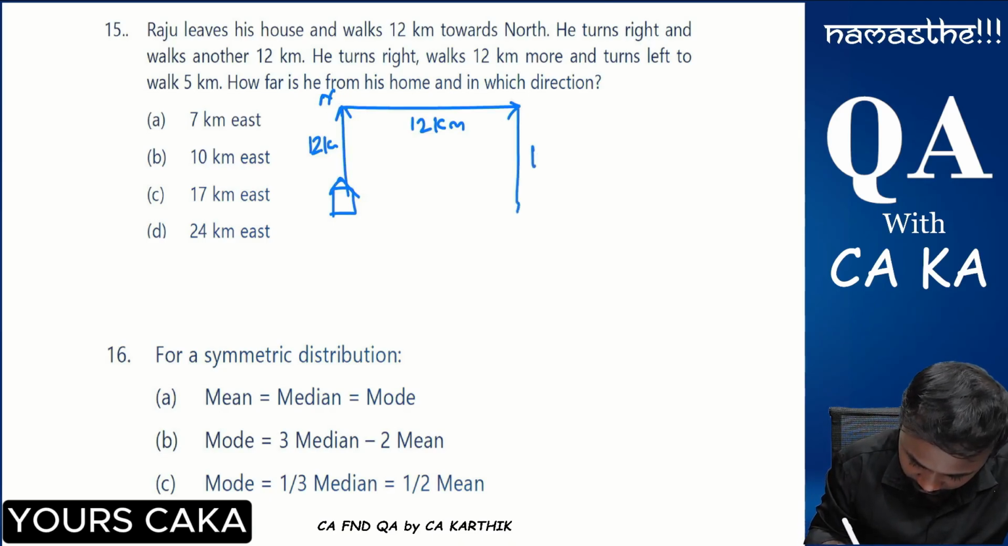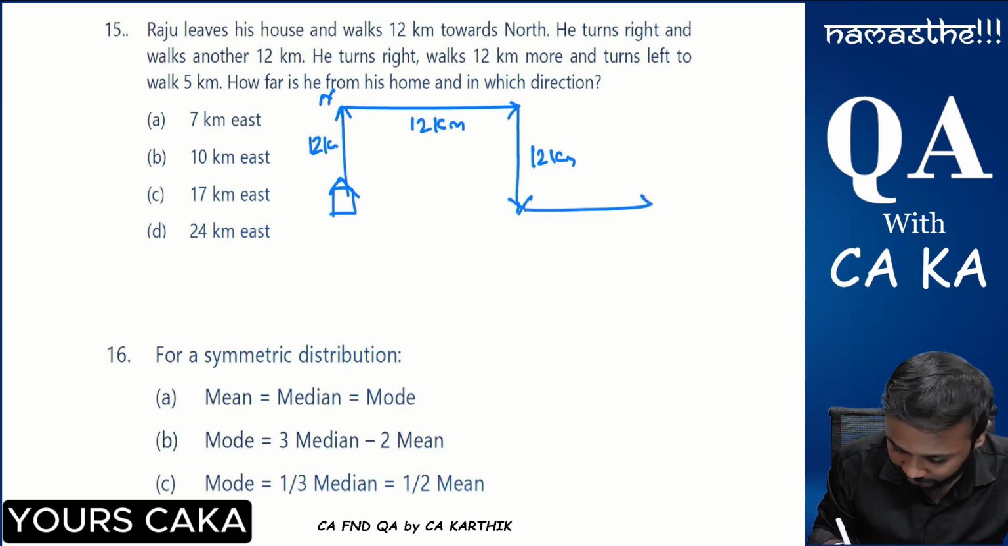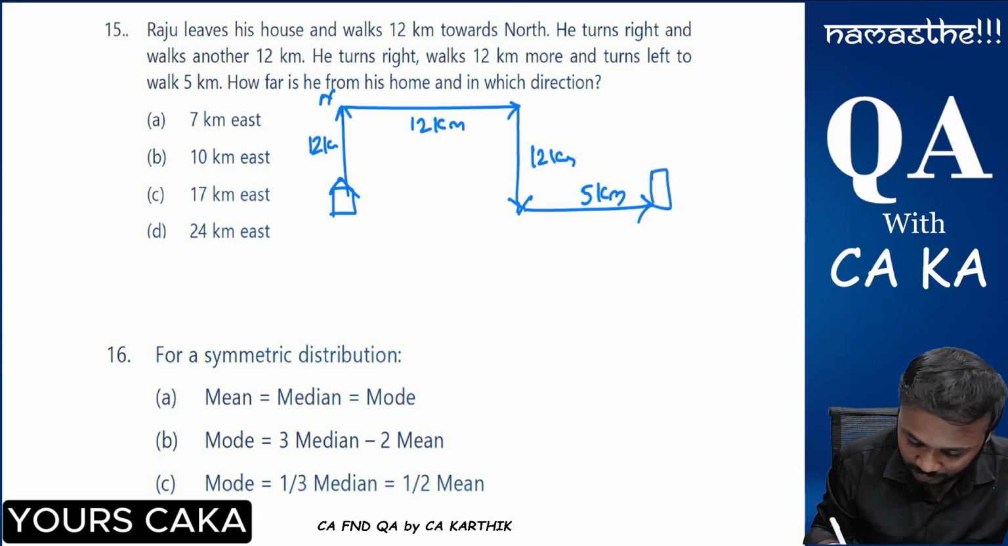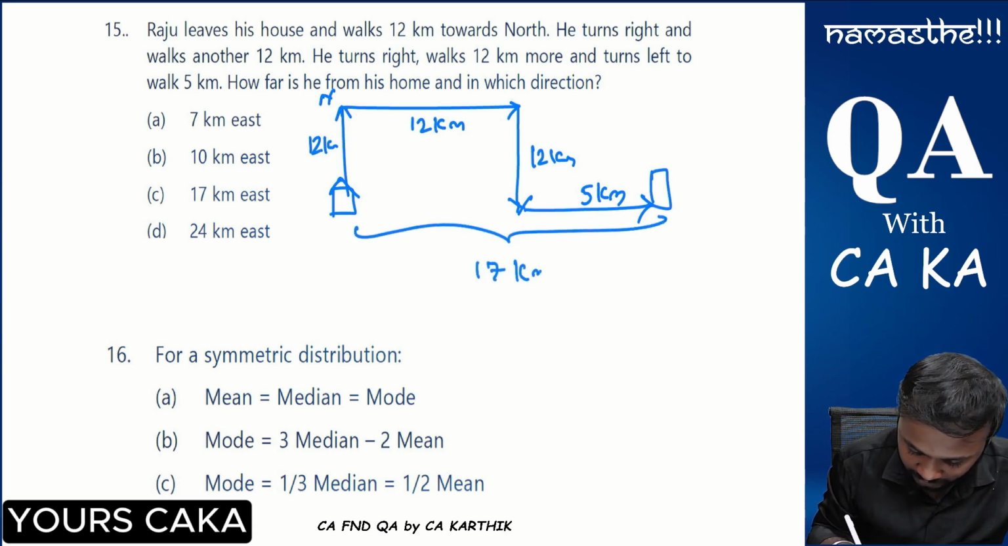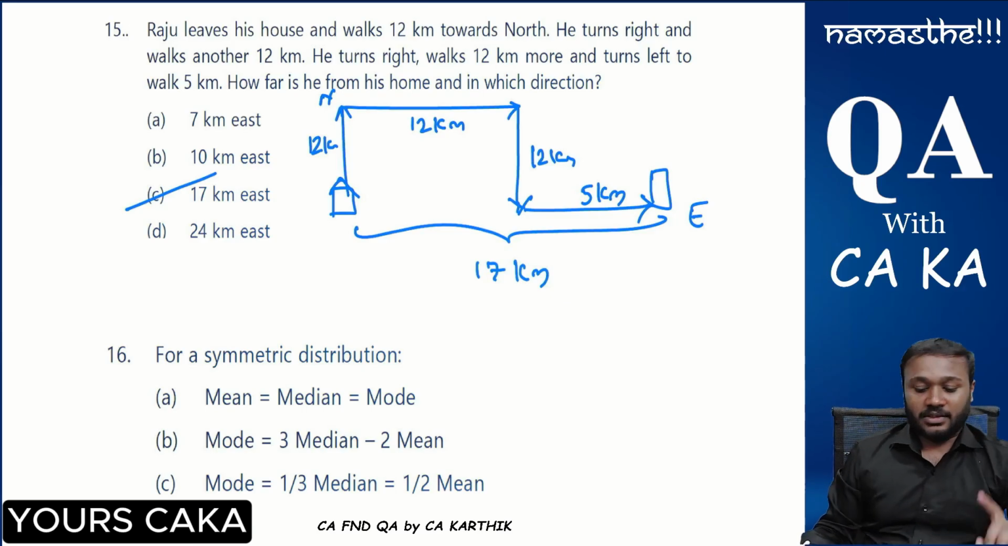Distance should be same, sir, 12 kilometers. And turns left and walks towards 5 kilometers. Now, how far is he from the home and in which direction? He is here, sir, now. So distance here, 5 plus 12, 17 kilometers, and it is in the east direction. So the answer is 17 kilometers east. So this is one method.